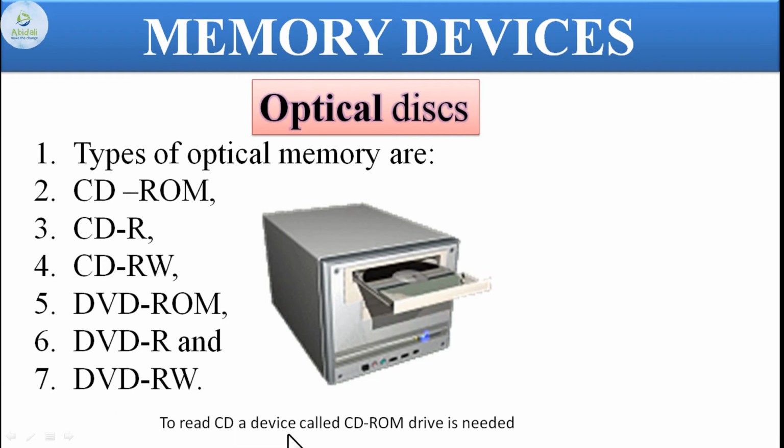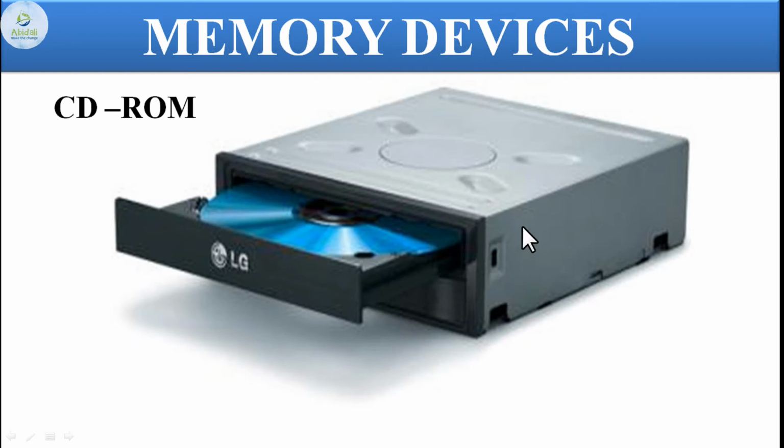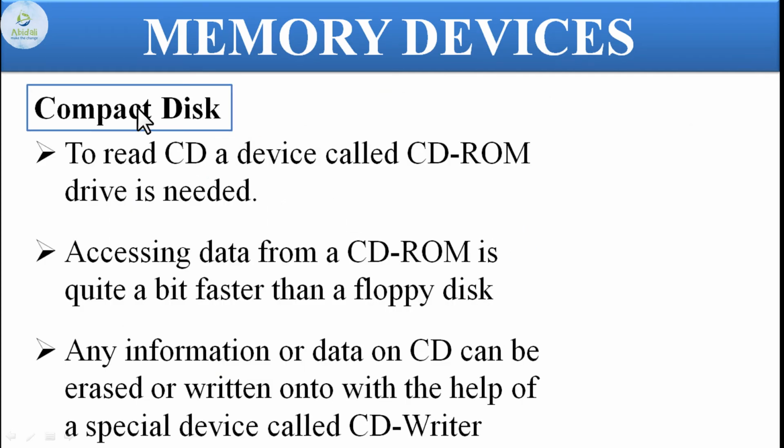So to read CDs or DVDs, we require a ROM drive, which for CDs we call CD-ROM, and for DVDs we call DVD-ROM. This is an exact view of how the CD-ROM looks. Okay. CD stands for compact disc. It is used to read CDs. So the device that is going to read the information is called the CD-ROM, which is required for the CDs to access the information.